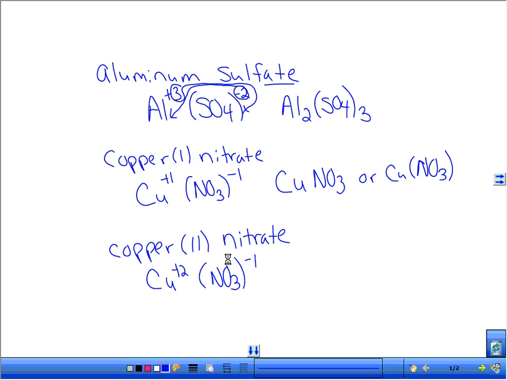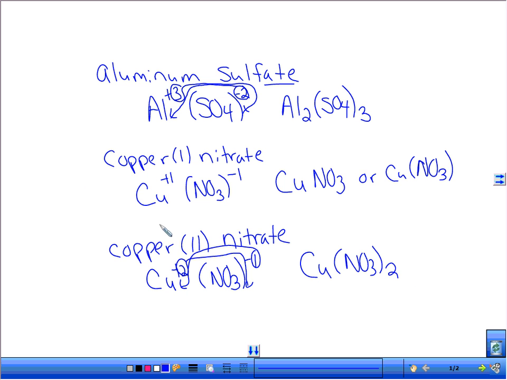I'm going to put that force field, and we're going to take this 2. It's going to go down here. We're going to take that 1. It's going to go down there. And so it will be Cu, parentheses, NO3, close your parentheses, 2. That is copper 2 nitrate.